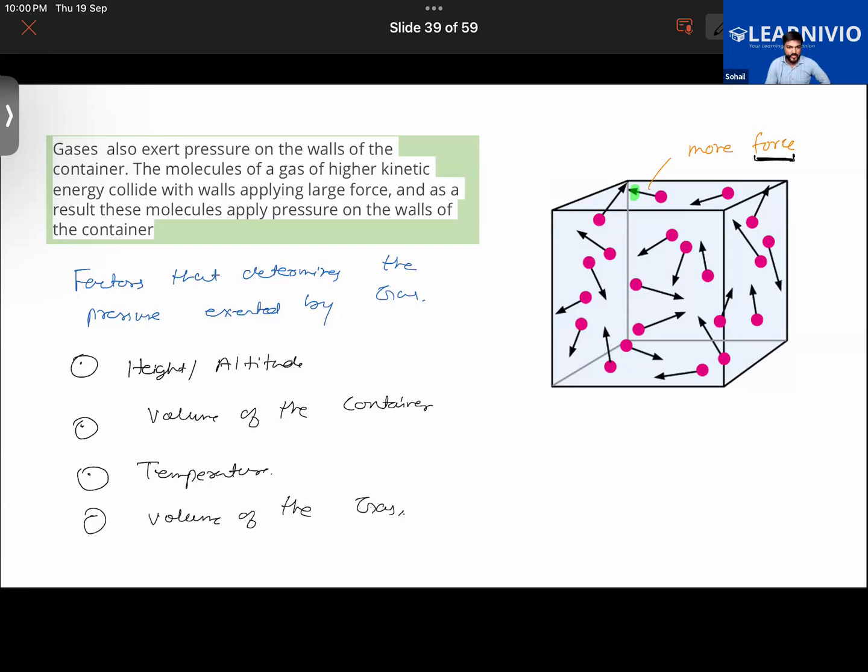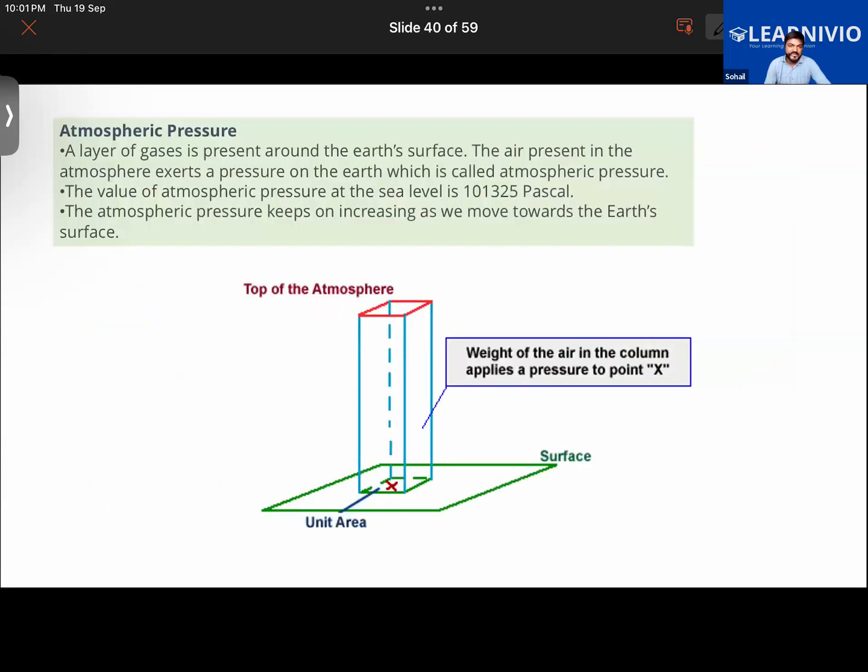No? Okay, hope you guys are getting it. Also, the more the force with which the gas molecules hit, the more will be the pressure generated. That is one thing. Now let us understand about atmospheric pressure. Vaiga, do you have any questions from previous topics? Aisha, are you facing any difficulty in solving the questions?